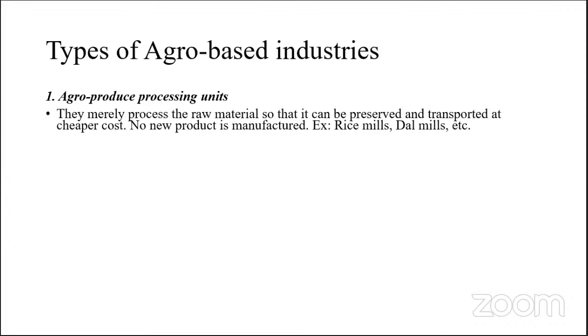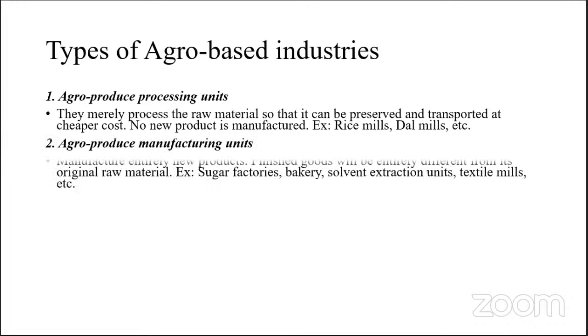Paddy grains, once after harvesting, will be moved to these units where rice processing has to be done. At the end, rice is obtained. Rice is the end product from these agro-produce processing units.